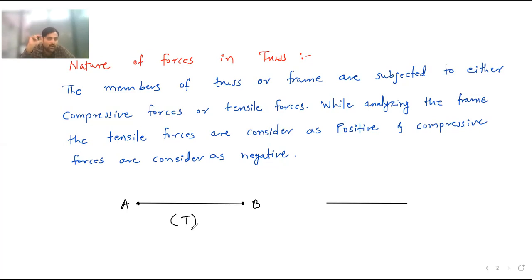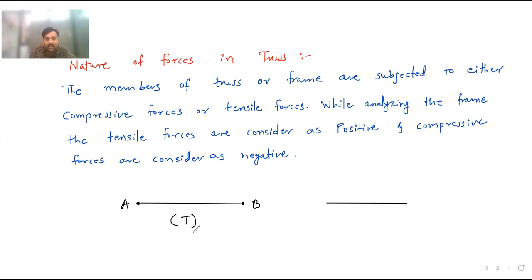In the first unit also I have told you already, whenever the tensile force is there, the arrow should be away from the joint, away from the point, or away from the body. And whenever the compressive force is there, the arrow should be towards the joint, towards the body, or towards the point. Okay.